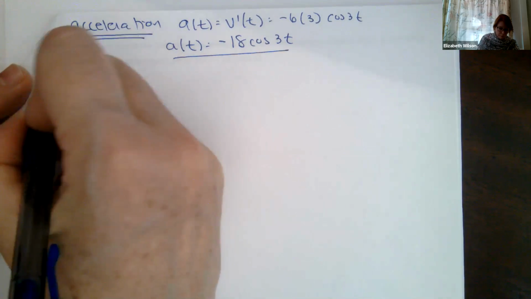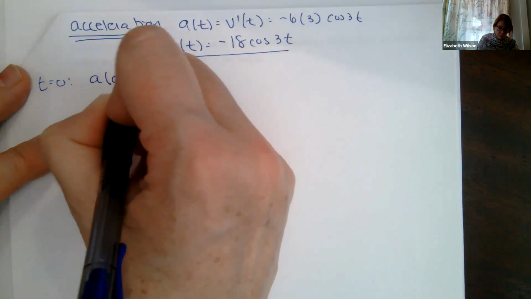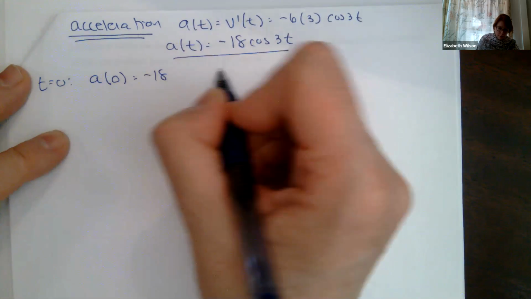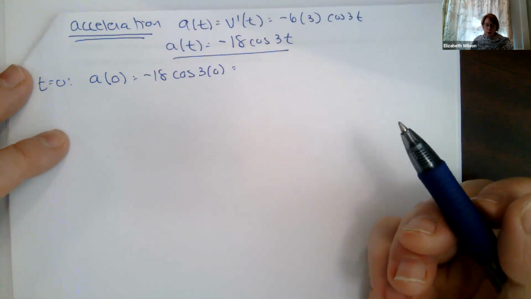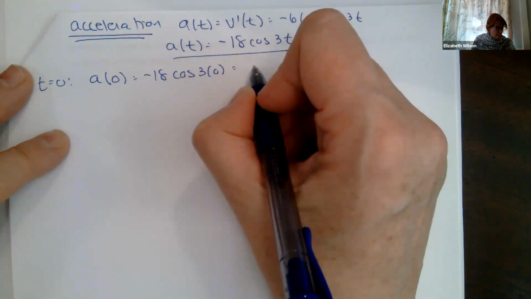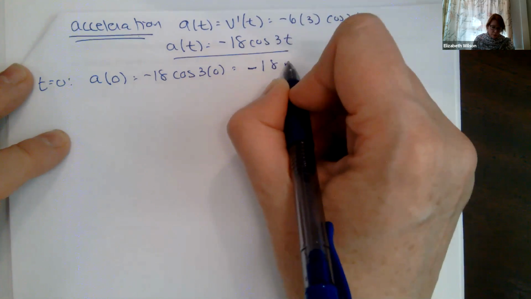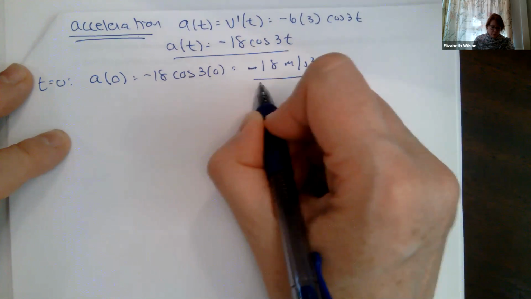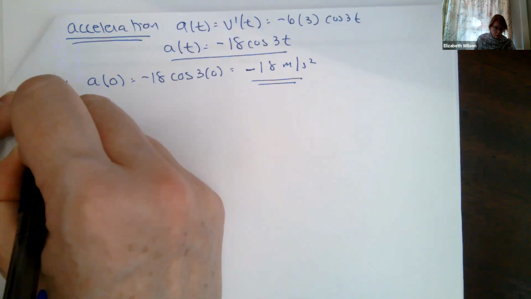t equals 0. a of 0 equals minus 18 cosine of 3 times 0. Right, so cosine of 0 is 1 times minus 18. It's going to give me minus 18 meters per second squared. Okay, at time t equals 0, my acceleration is negative. Okay. t equals pi over 2.